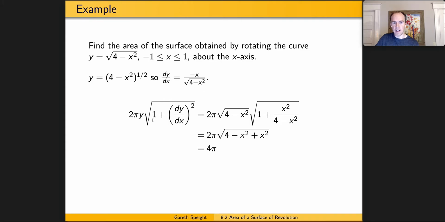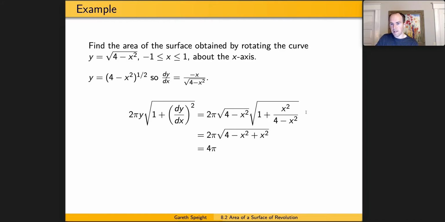And then we're supposed to integrate 2 pi y square root of 1 plus (dy/dx) squared dx. So before integrating, let's try to write it out and see if there's anything we can simplify with algebra. So 2 pi y, of course, we have to replace the y by what it is in terms of x. So y in terms of x is the square root of 4 minus x squared. And then we have the square root of 1 plus (dy/dx) squared. Okay, (dy/dx) squared becomes x squared over 4 minus x squared. So this is just writing out all the terms in terms of x.